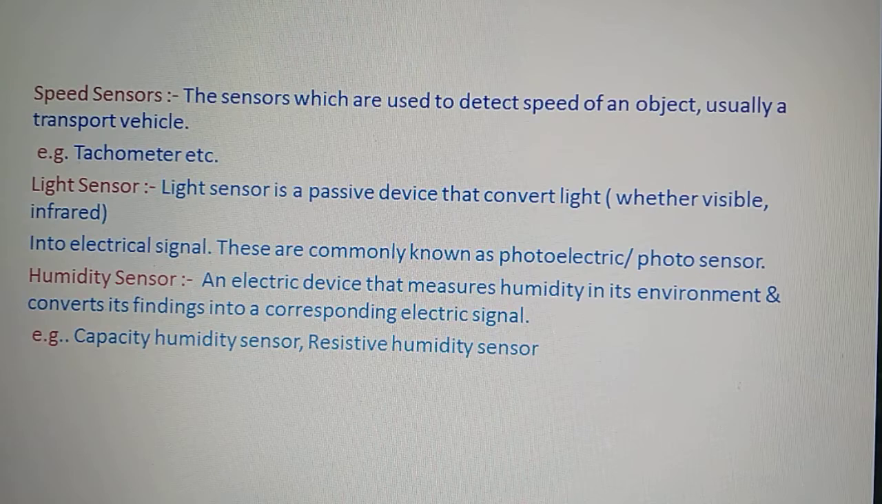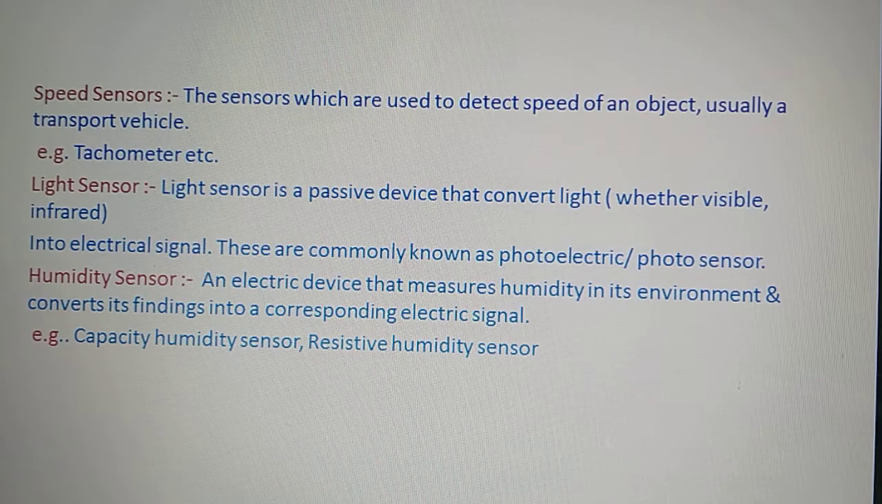Now let's move on to speed sensors. The sensors which are used to detect the speed of an object are called speed sensors, and usually this kind of sensor is used in transport vehicles. For example, tachometer. Tachometer is a speed sensor.